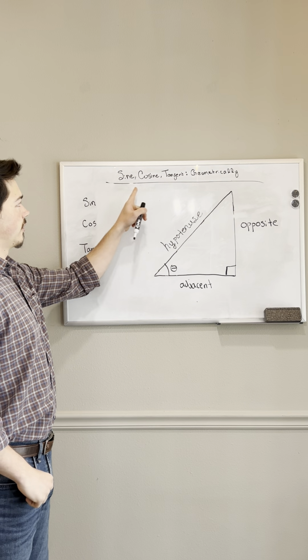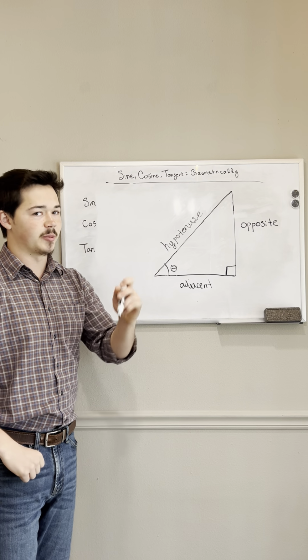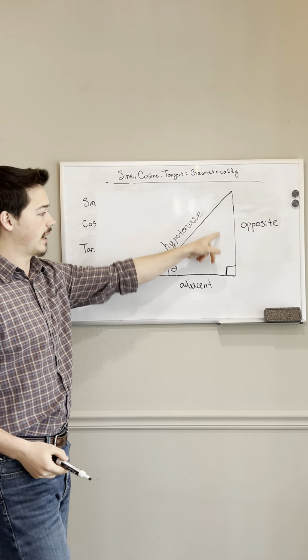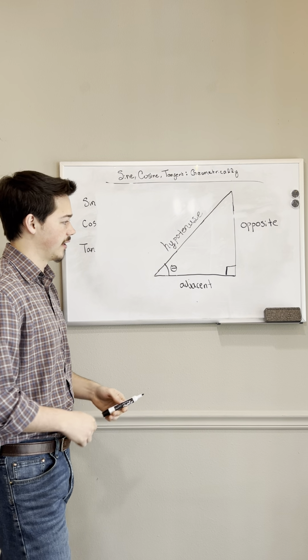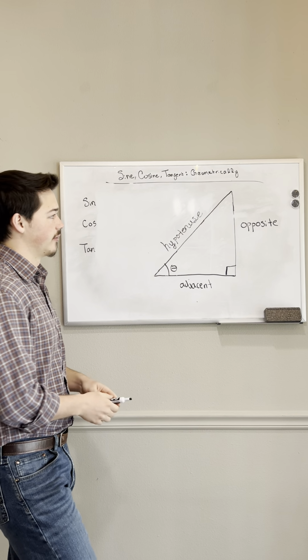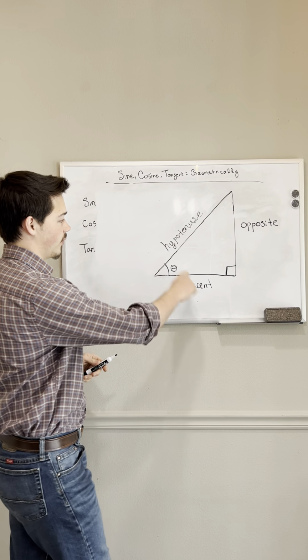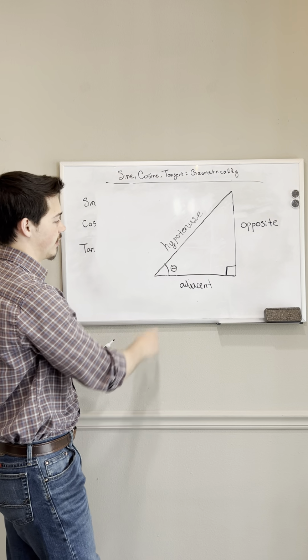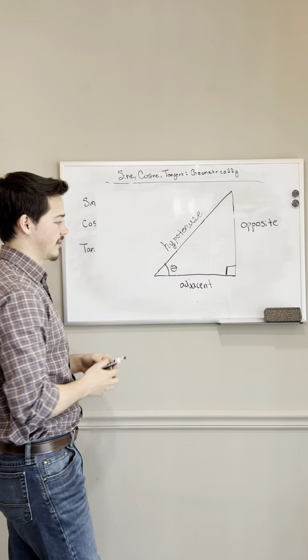So we want to know what are sine, cosine, and tangent functions, geometrically speaking. Well, when we have a right triangle, a triangle with an internal angle of 90 degrees, we have a few components that we know about that triangle. We have two other internal angles, one of which I've just picked and labeled as theta.